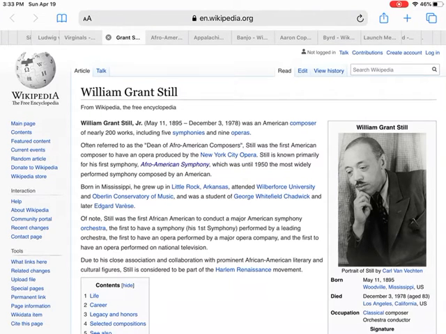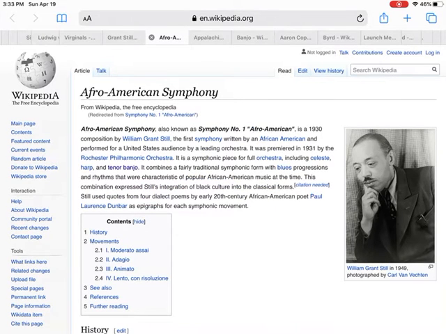Okay, so that's the first tune that we're going to hear. It's often referred to as the Hallelujah tune. Let's see, here it is. We're going to listen to the third movement.